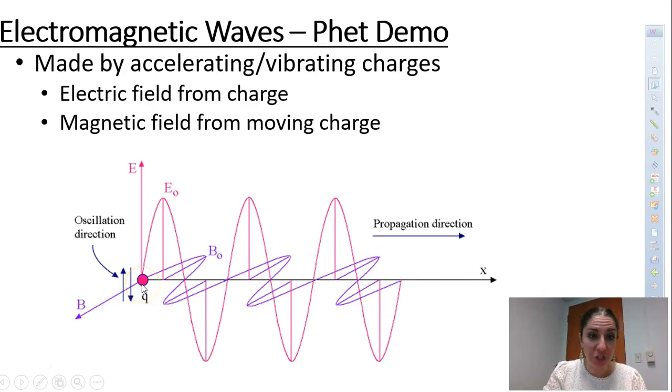But remember, as this charge oscillates, it makes a magnetic field. And then as it's moving, it makes an electric field. And then because it's moving, it also makes a magnetic field. Now remember that with the right-hand rule, the moving charge is always perpendicular to the magnetic field. So notice that B is perpendicular to E, and this is always true.